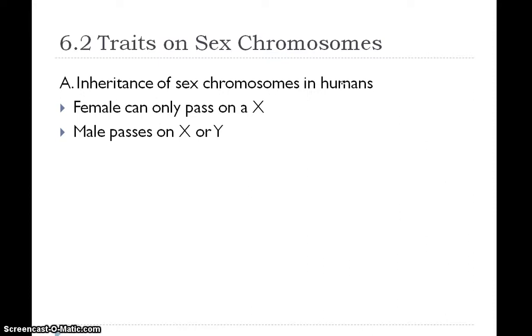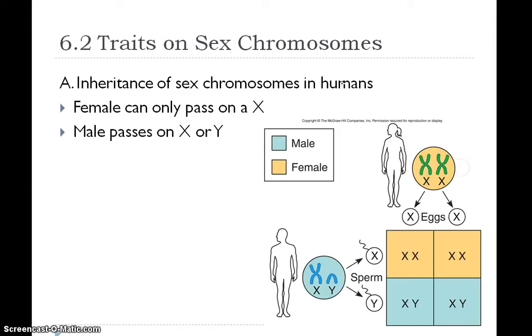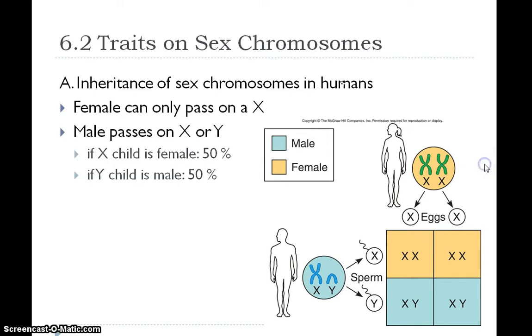If we take a look at how the inheritance pattern would work, we can do a Punnett square. For the female, we would put X and X for the two chromosomes. For the male, we would put X and Y. And then we could go ahead and fill in the Punnett square possibilities for the offspring. What we end up with, if the male passes on the X, then his child will be a female. The resulting offspring would be XX. If the male passes on the Y, then his child would be a male. The offspring would have the chromosomes XY.